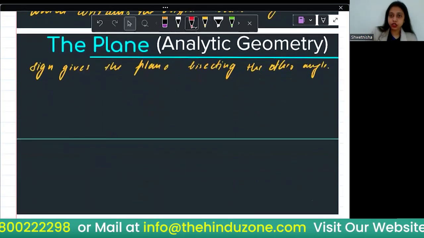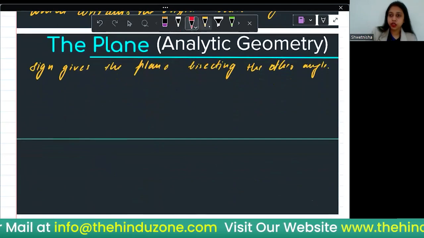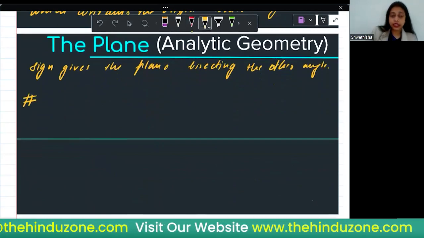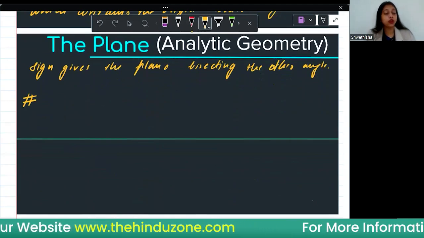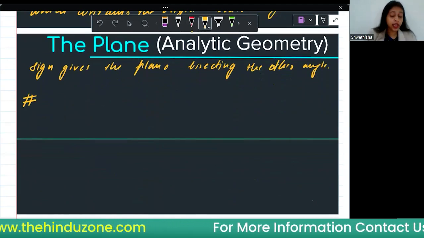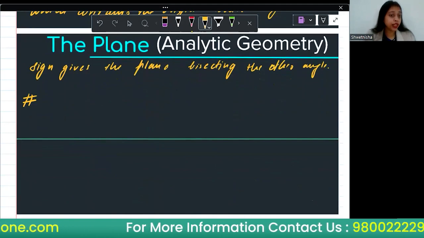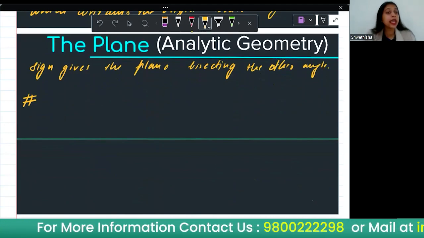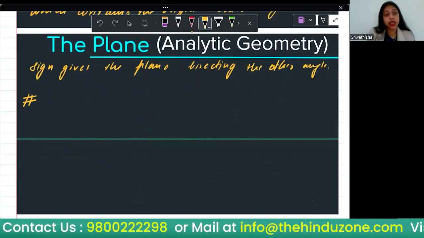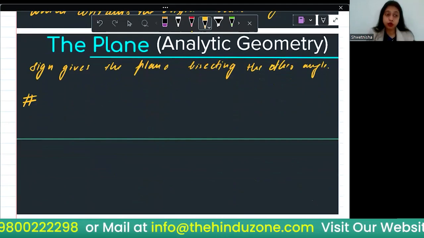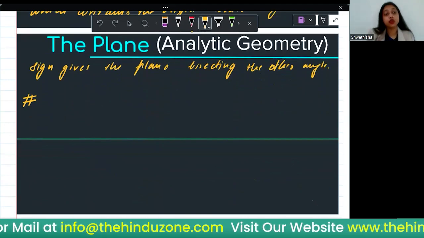One simple condition, which is, so these are two different conditions. One condition is to find a plane on the side where the origin lies, and one condition is to find a plane which bisects the acute angle. But what is the connection between this origin and the acute angle? Because I don't know whether the origin lies on the acute angle side or on the obtuse angle side.